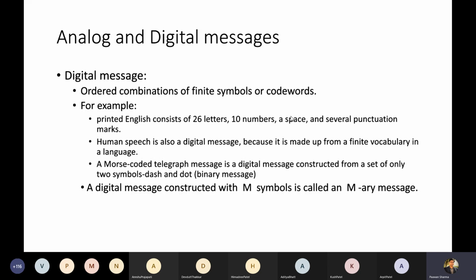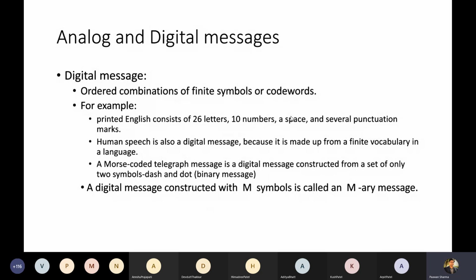So when you look at analog and digital forms of information signals, we call it a message. How do you define a digital message? A digital message is defined as some ordered combination of finite symbols or code words. So there is a finite number of available symbols or representations, which we call code words, which only you can use to represent any information. There cannot be any arbitrary value that you simply take to represent your information signal quantity.